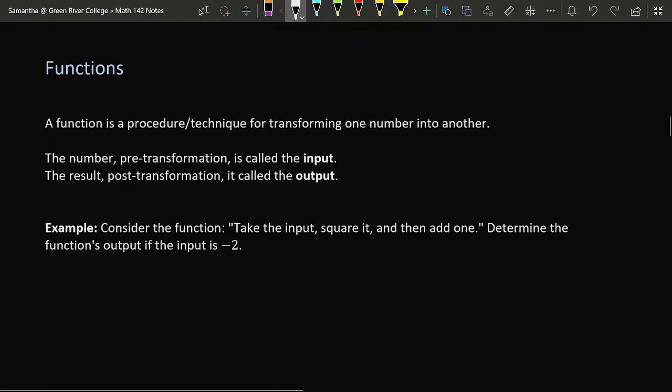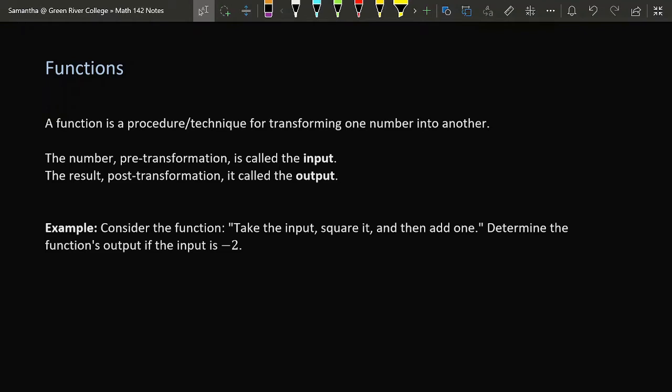In part 2 of this video, let us do a review of functions. A function, fundamentally, was a technique or a procedure. It told you how to take an inputted number and transform it into another number, which was called the output.